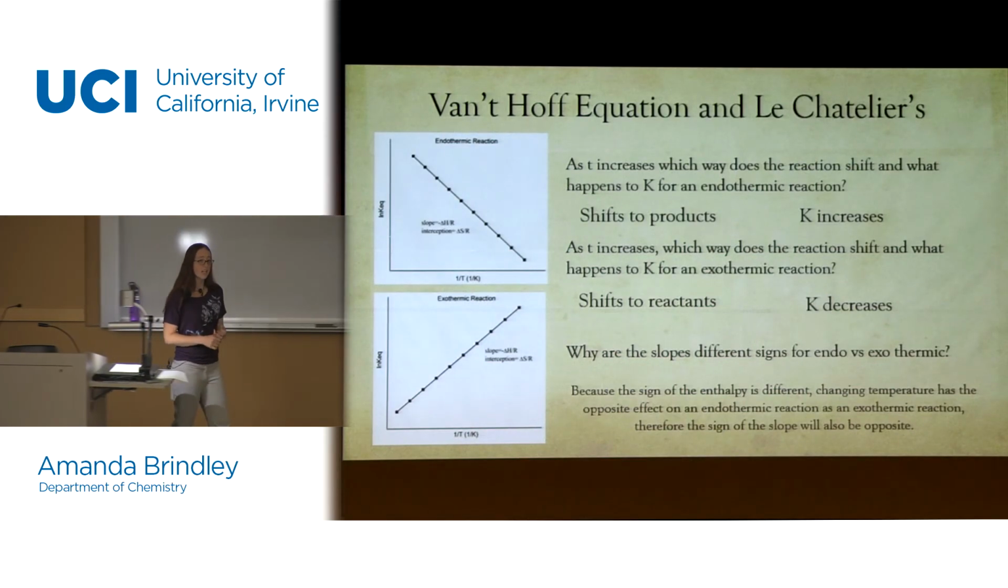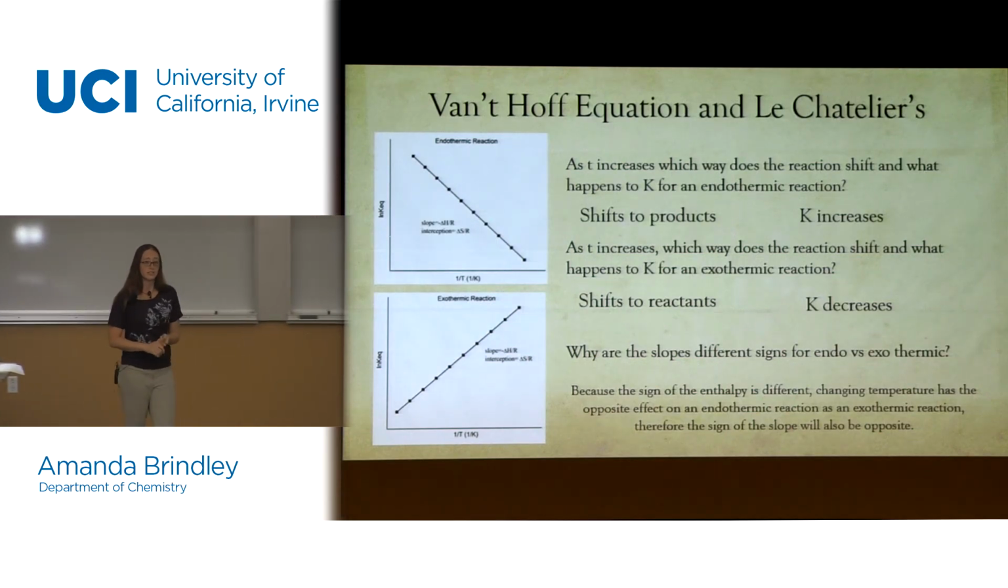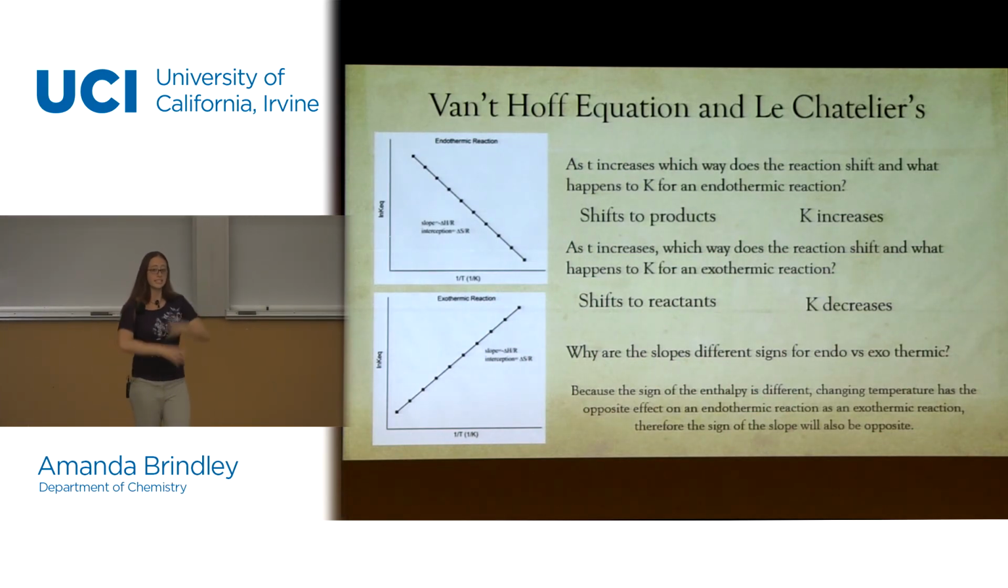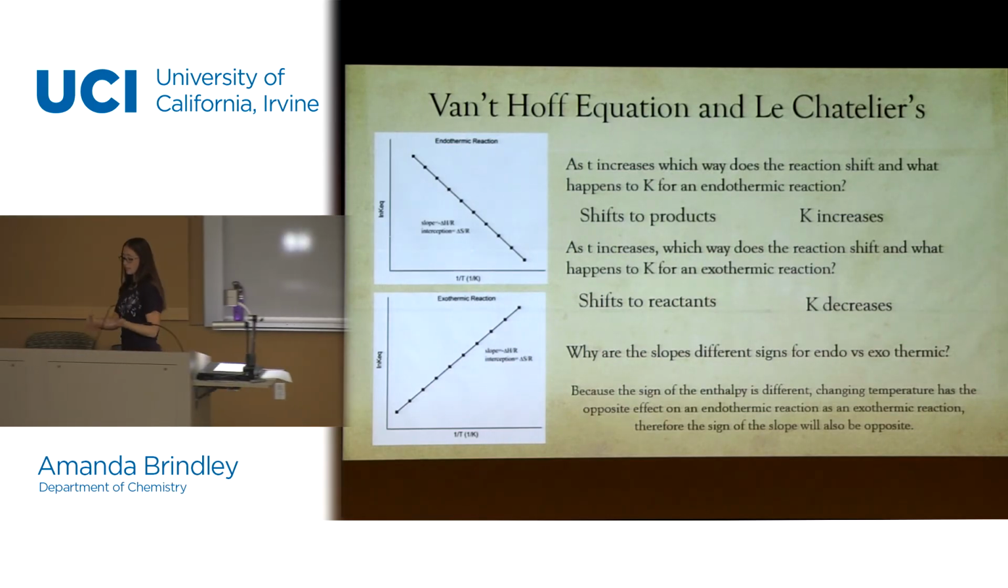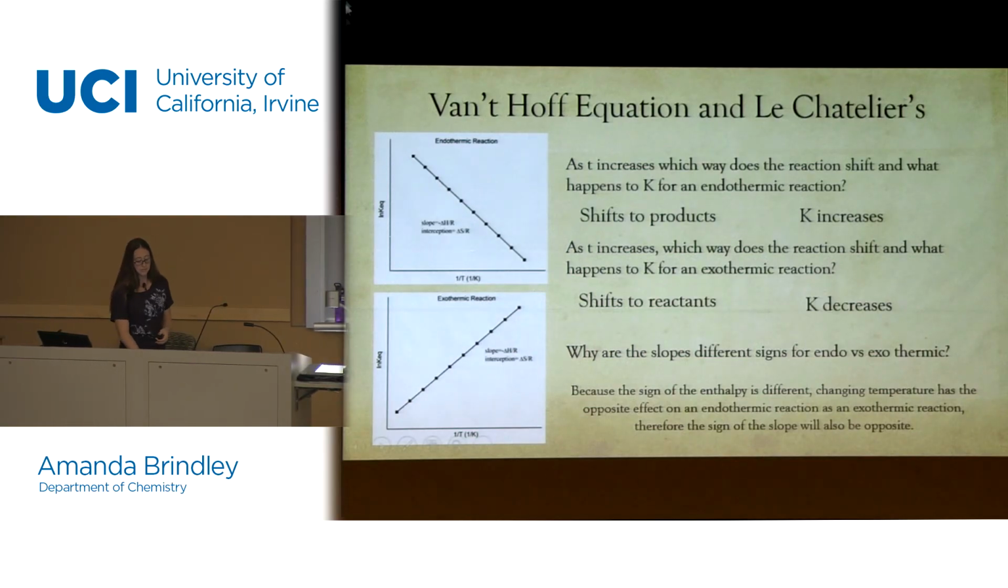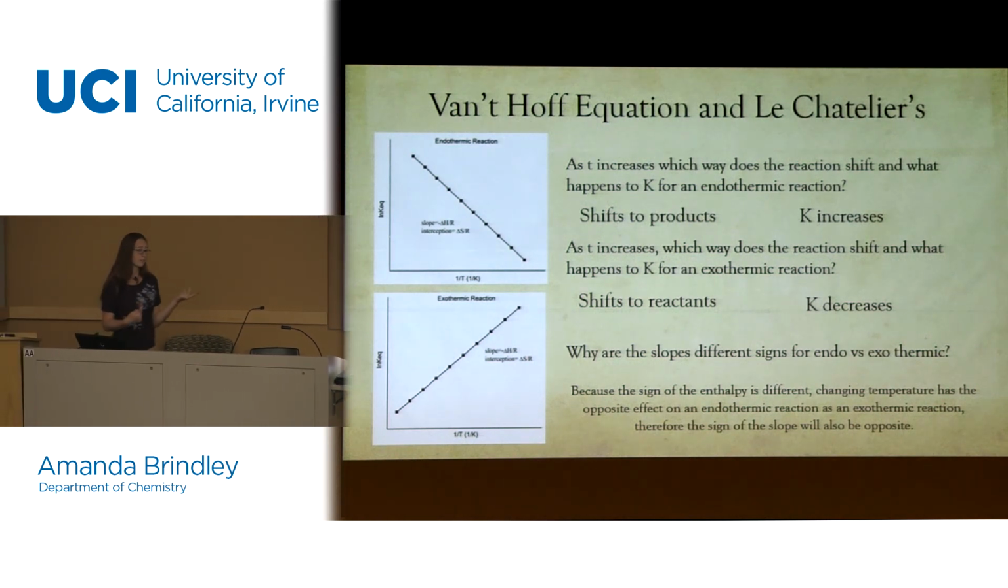For an exothermic reaction, it's the opposite. What's the delta H for an exothermic reaction? It's negative, right? It's losing heat to the environment. So the slope is going to be the opposite of that. Negative of a negative is a positive. It goes up. So that's how you can remember which one's which without having to memorize it.